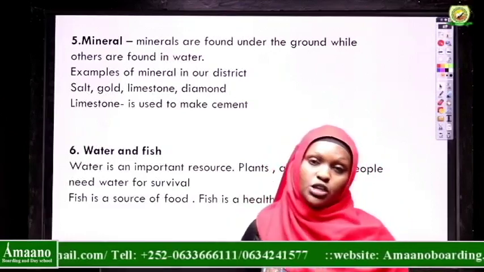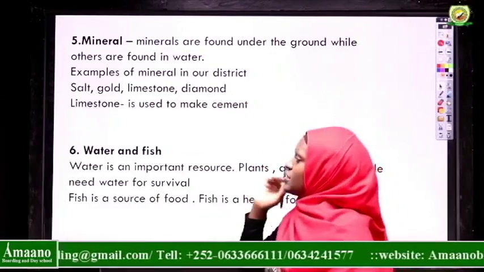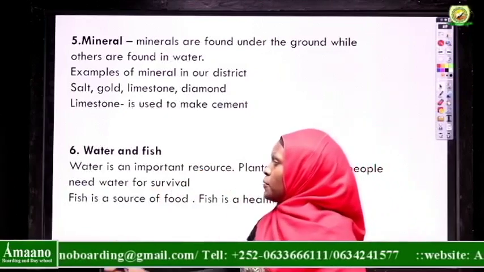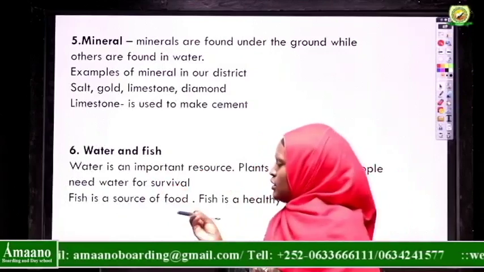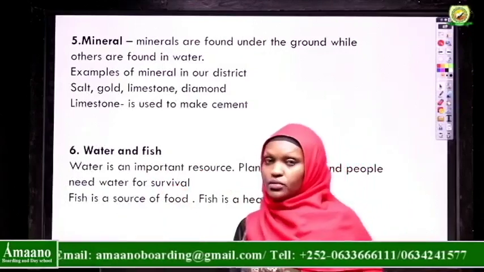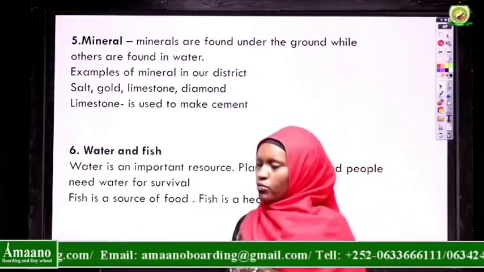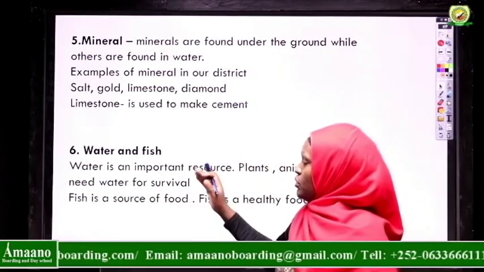If you fail to water your plants, what will happen to your plants? The plants will die. So water is a very important resource for both animals, people, and plants. We also have fish, and we know fish is a source of food, very healthy to our bodies. It's a bodybuilding food, so it is a very important resource.